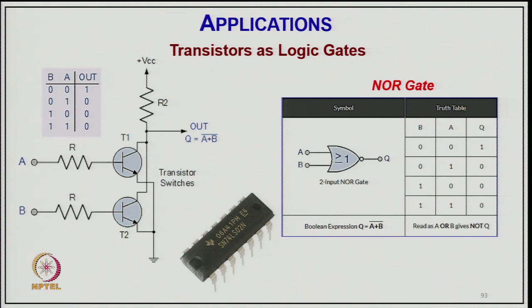Now, this is your NOR gate. Here both transistors are connected in parallel. So, if any one of the 2 is on, or both are on, you will get a connection to ground.